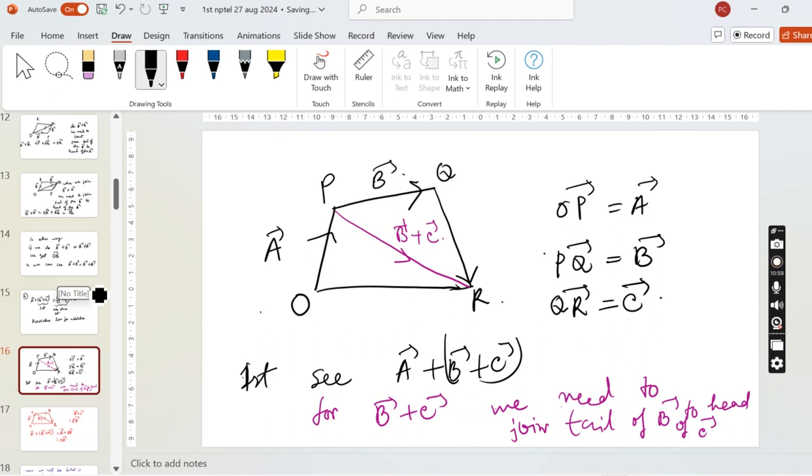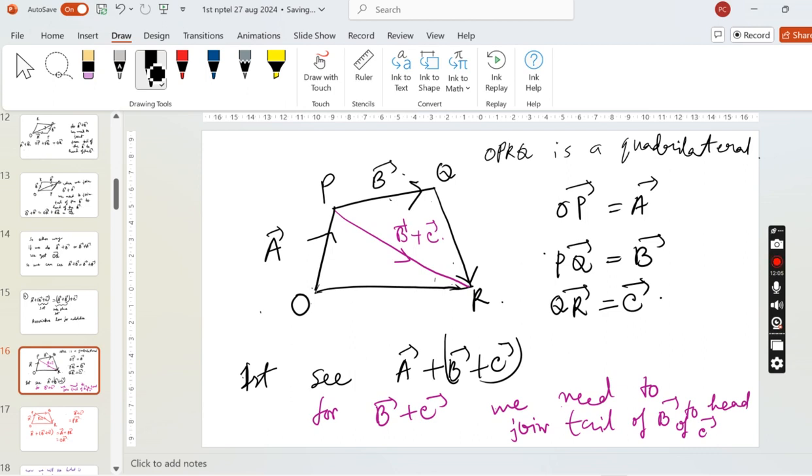So here we took a quadrilateral which has four sides. So here OPRQ is a quadrilateral. Okay, so OP we assume is A, PQ is B, and QR is equal to C.